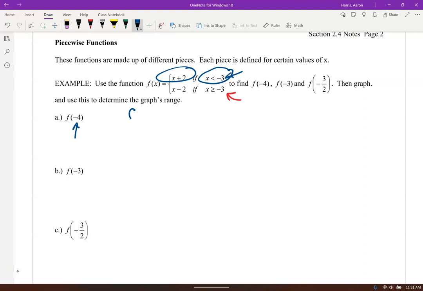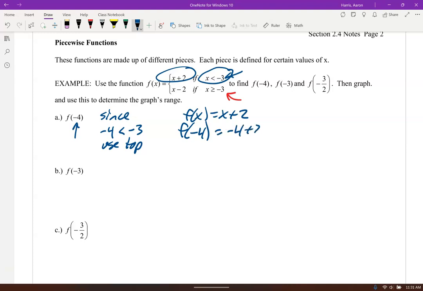So, let me write that: since negative 4 is less than negative 3, use the top. So f of x equals x plus 2, f of negative 4 equals negative 4 plus 2, f of negative 4 is negative 2. All right. In other words, the graph would have that point, negative 4, negative 2 on it for sure.